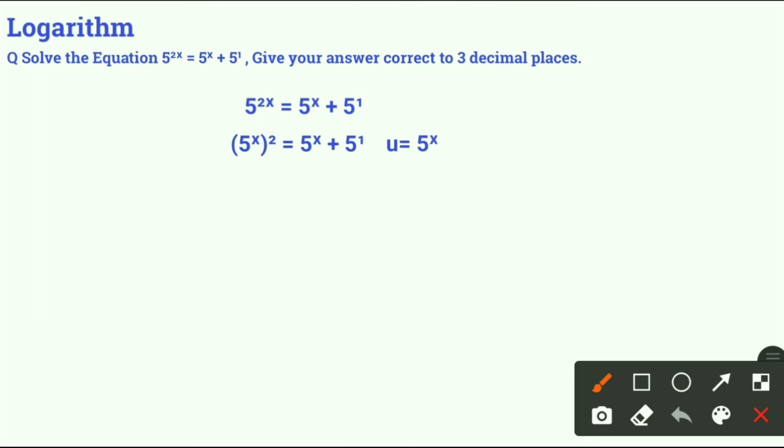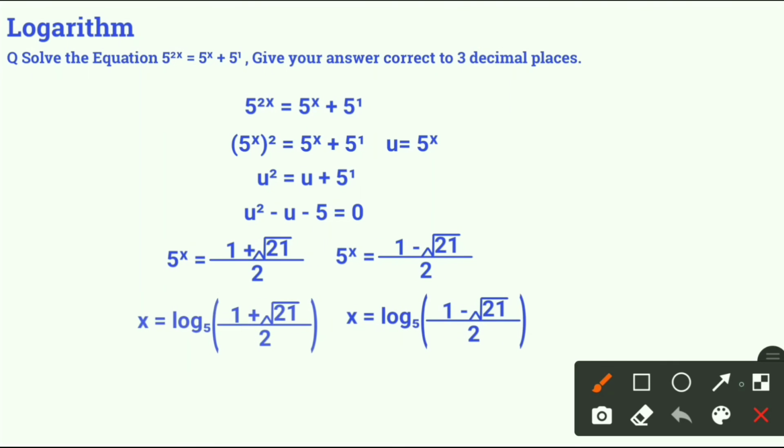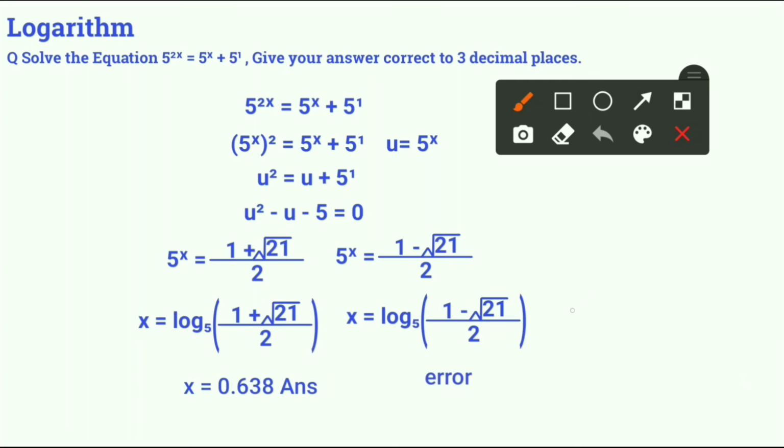Okay, just like here, using the substitution. Now solve it, reverse the substitution, and then using the logarithm, and you get this. Okay, there you go.